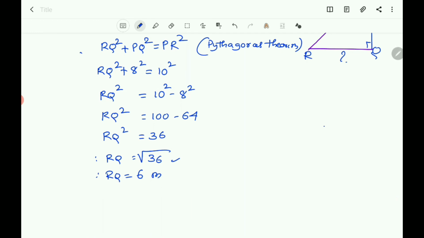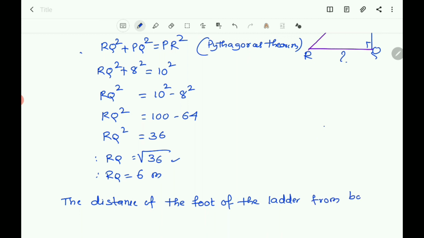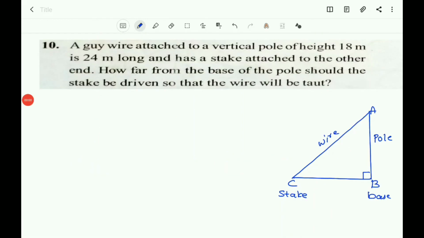So what is the distance of the foot of the ladder from the base of the wall? It is 6 meter. Now you take the 10th question.